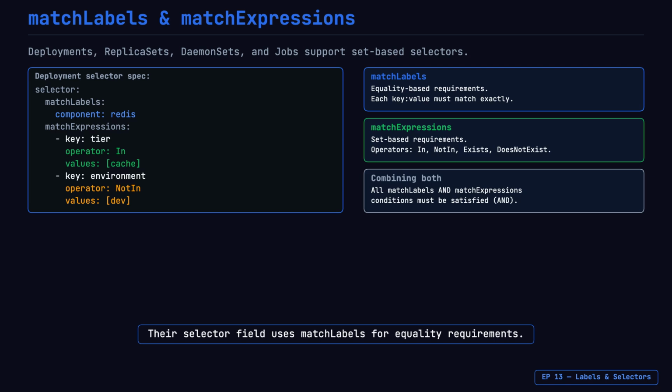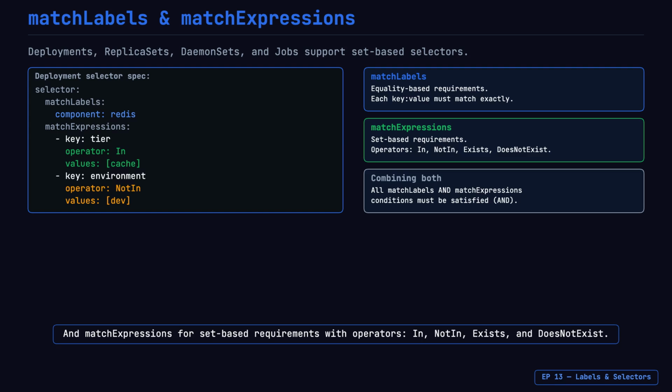Labels and selectors are the foundation of how Kubernetes groups, targets, and routes workloads. From services to deployments, everything relies on this simple but powerful key-value system. That is labels and selectors straight from the Kubernetes docs.